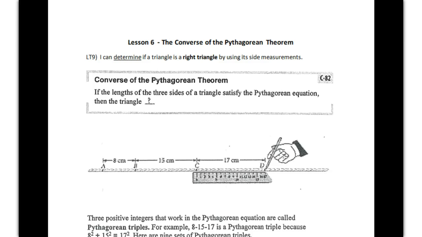So if you look at this example here of this piece of string, this distance is 8, this distance is 15 centimeters, and then this distance is 17. If we folded those strings up at these different points, would this 8 swing up and would this 17 swing up to actually form a right triangle? That's kind of what we want to think about.